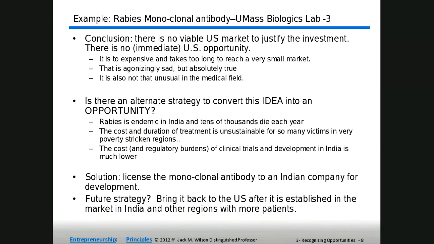Maybe there's something here. Maybe we could license that monoclonal antibody to an Indian company for development, which would have lower costs to bring it to market and a huge market. And then maybe, if we're successful with this and it's established in India, maybe we could bring it back to the United States. In other regions with fewer patients, not enough to support this.